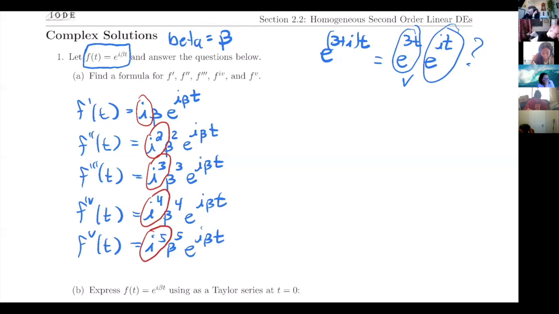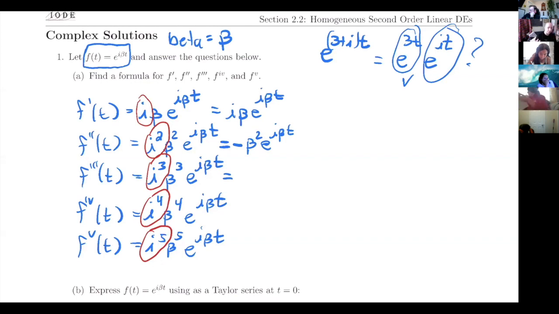Okay, so then we can simplify this. Well, this one is as simple as we can write it. For this one, what do we get when we take i and square it? We get a minus 1, right? So i is defined as the square root of minus 1. So if we square it, then by definition, we get minus 1. So that i squared, we can just replace with minus 1 times beta squared e to the i beta t.